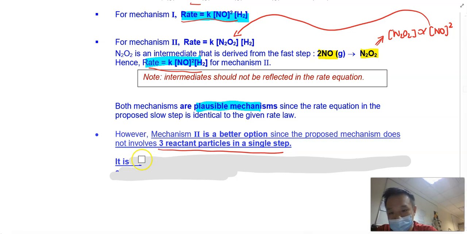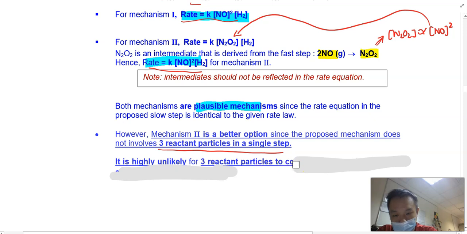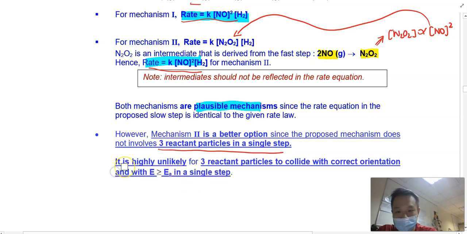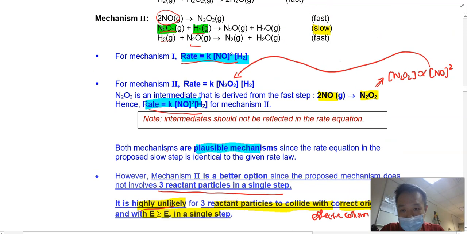Because it is extremely difficult for 3 reactant particles to have an effective collision. You need to collide with the correct orientation, and you also need to collide with sufficient energy in a single step. So it's highly unlikely for 3 reactant particles to collide with the correct orientation and with more than Ea in a single step. This is the concept of effective collision. So highly unlikely.